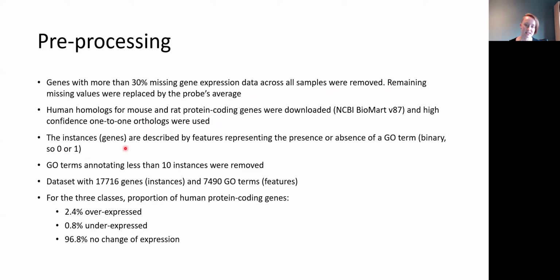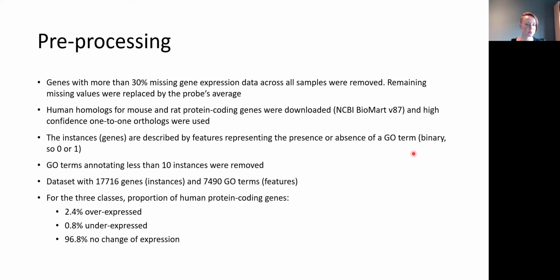They then described the genes, which they also called instances in here, by features that were representing the presence or absence of a GO term. So using these genes, they decided if they were under or overexpressed in aging samples. And then they also pulled out whether or not they were present or absent in particular GO terms as a sort of binary feature. So just noughts or ones for all of that.